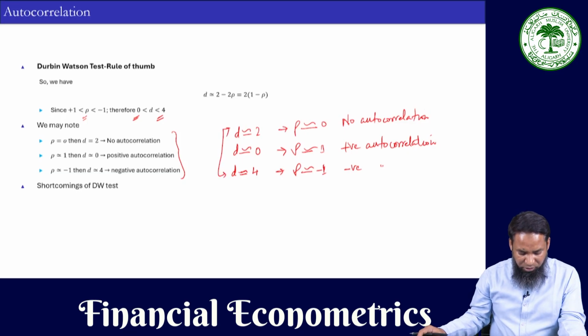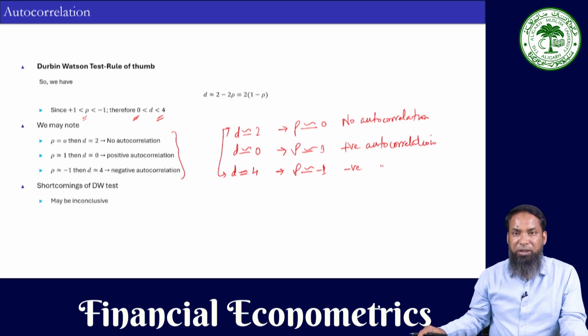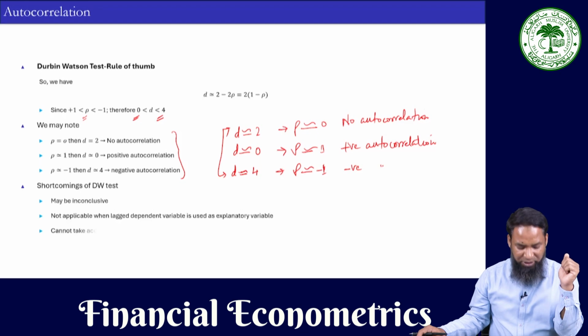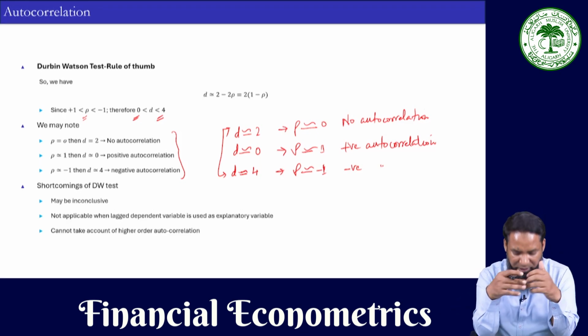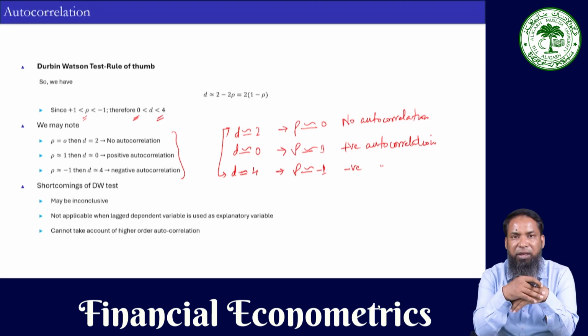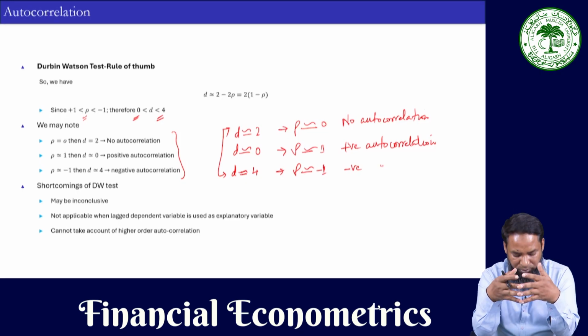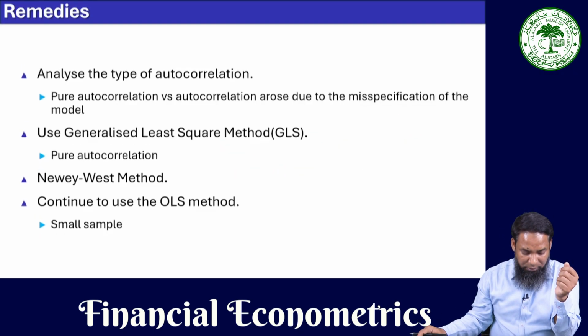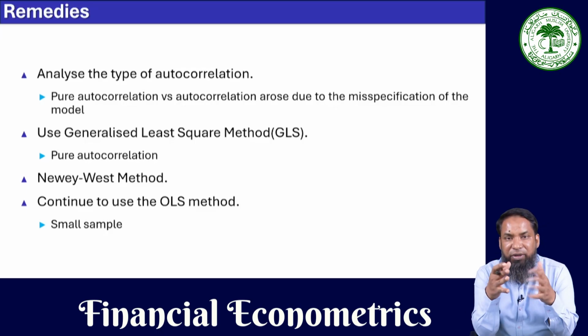However, there are certain shortcomings. First, the test may be inconclusive, and then what decision will we make? Second, it is not applicable when the lagged dependent variable is used as an explanatory variable, and it cannot take account of higher-order autocorrelation. So, in such cases we can rely on the Breusch-Godfrey test, or we can use the ARCH test, or other different test statistics that are there. So, what are the remedies we have?